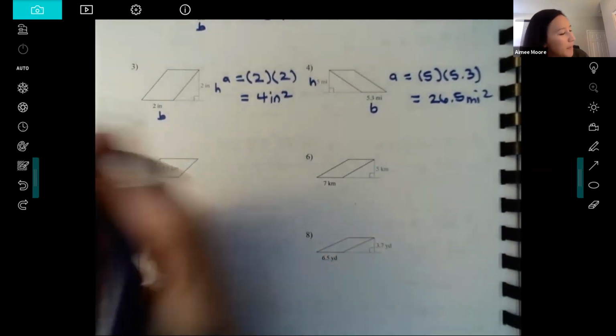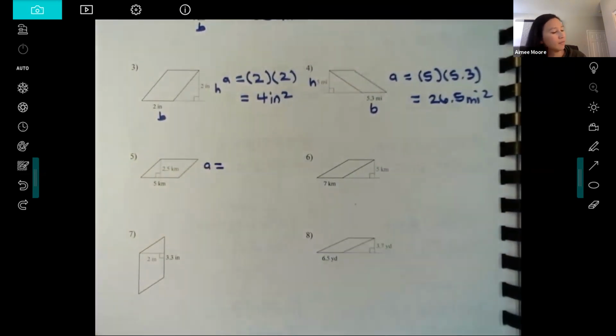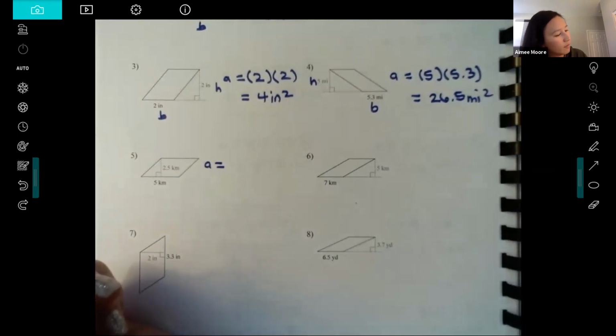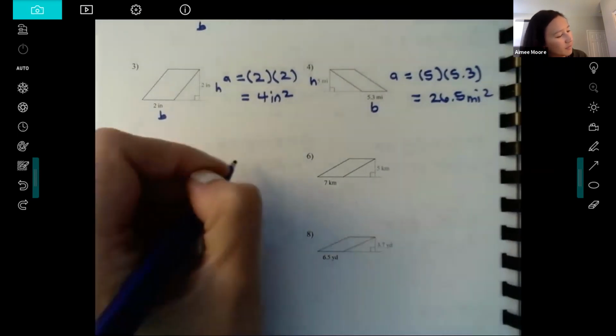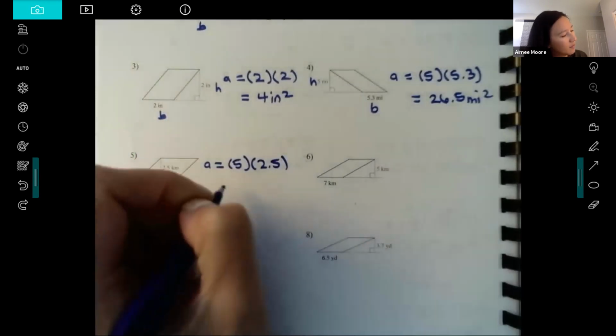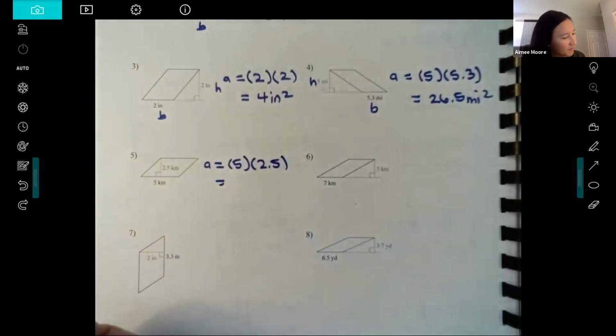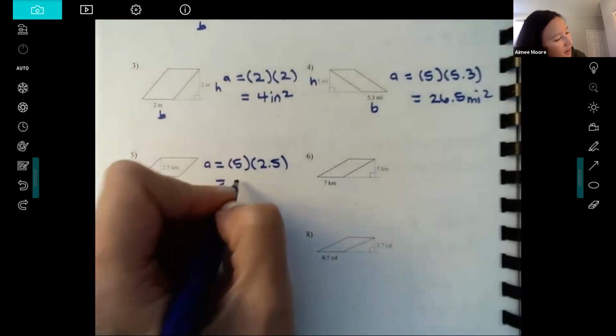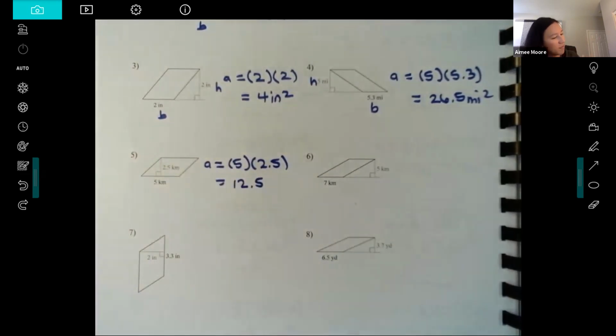So what would number 5 be? 5 times 2.5. Want me to see the answer too? Sure. Okay, give me a second. I'm trying to solve it. It's either 12.5. Yep, that's right. 12.5.